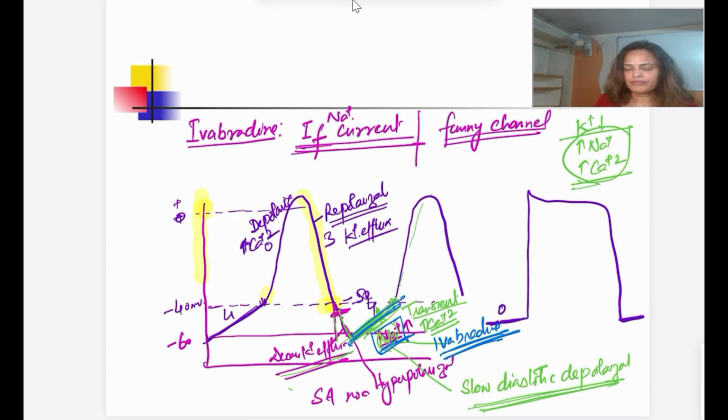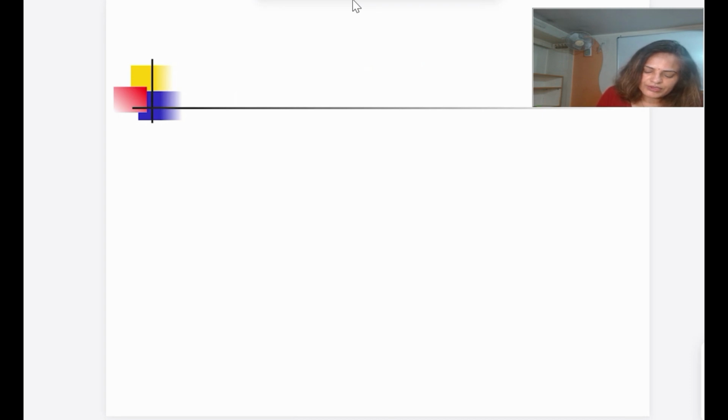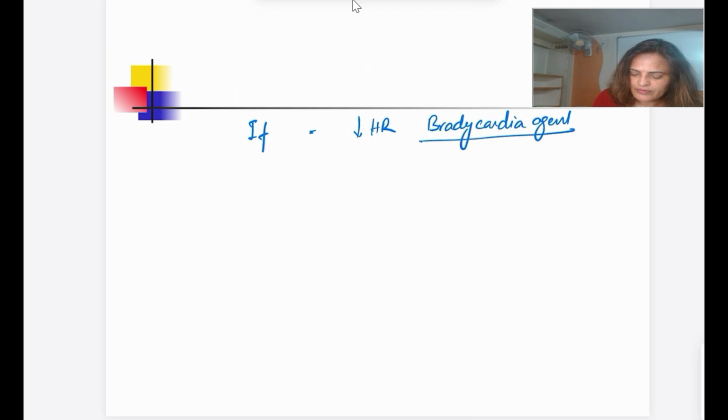What does the SA node do? It is going to increase the heart rate, the heart automaticity that is maintained with the SA node. So any drug which is going to inhibit this, that means it is going to decrease the heart rate. So by blocking this funny current, I stands for current. So what they are going to do, they are going to decrease the heart rate. That's why it is called a bradycardic agent. So this is a novel drug which has got only this action. They are going to decrease the heart rate.